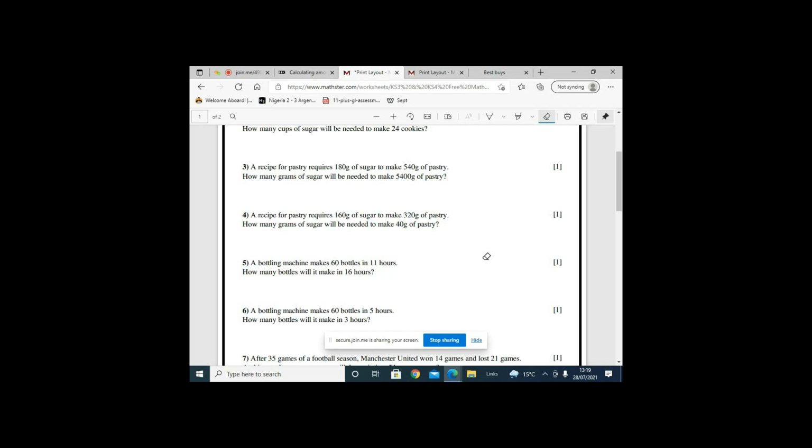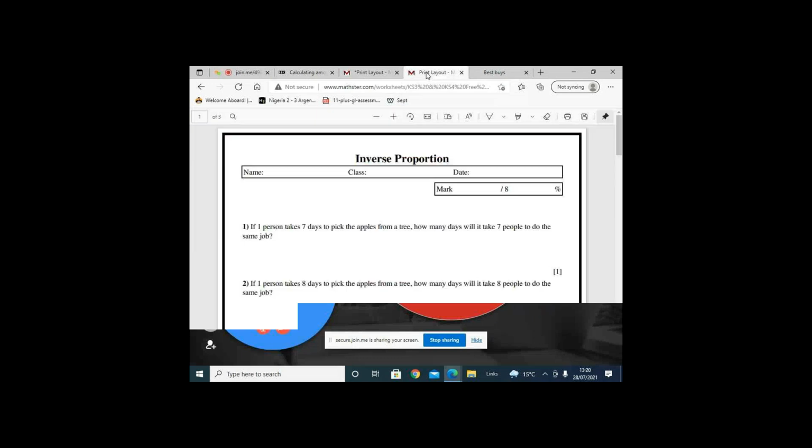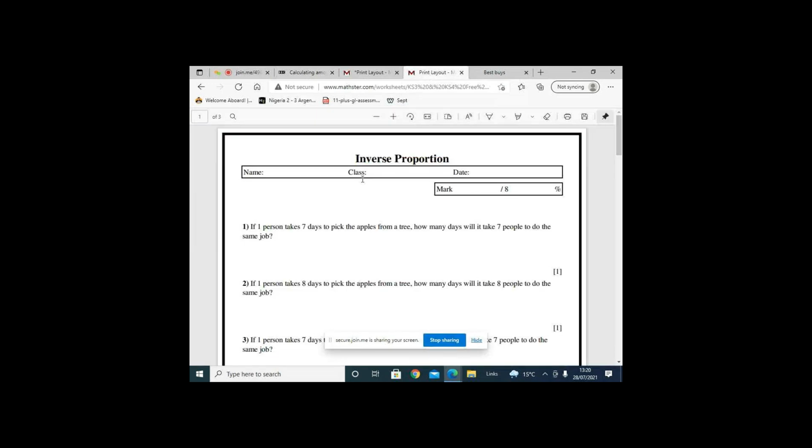And I told you earlier that the more pens you buy, the more the cost will also increase, as in the first example we did. Inverse proportion is a bit different from direct proportion. In inverse proportion, one factor will be increasing and the other will be decreasing.